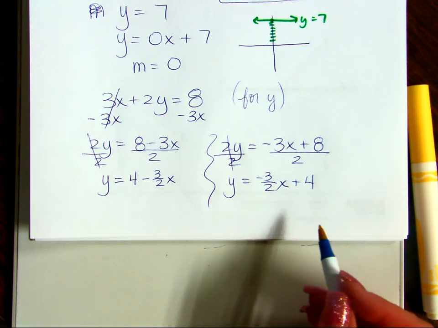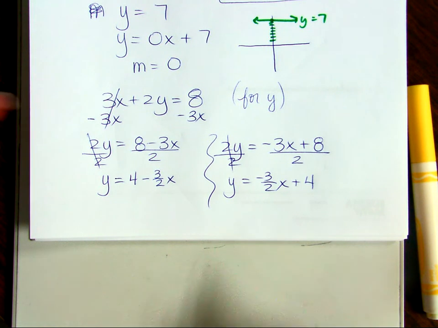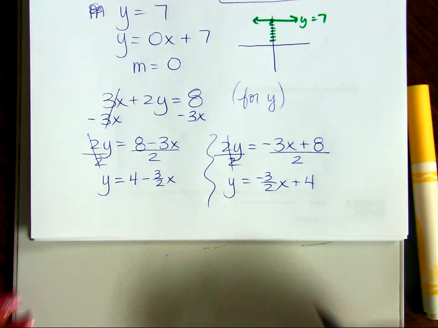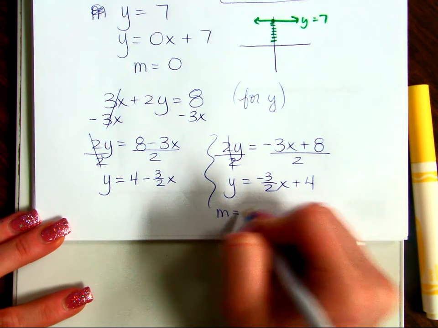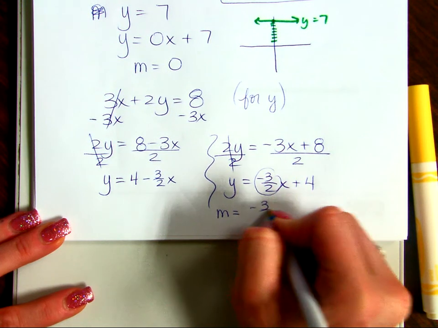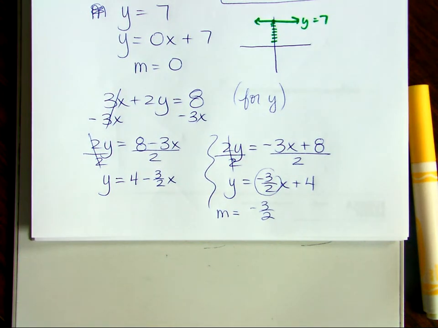So after all that, the question is, what's the slope of this line? You have to now be able to say what? Negative 3 halves. And when you're telling me what the slope is, you don't include the x. It's just the coefficient. Got it?